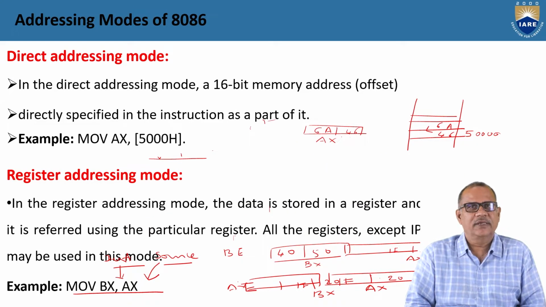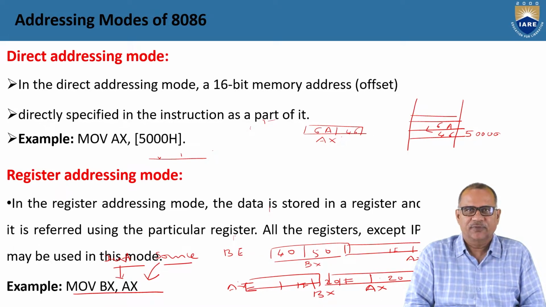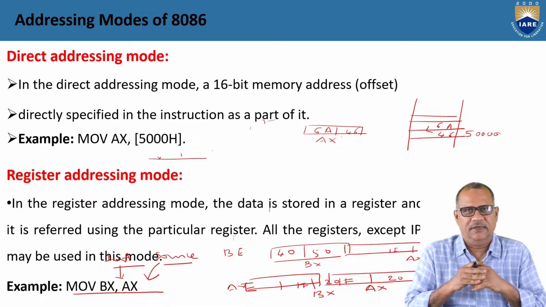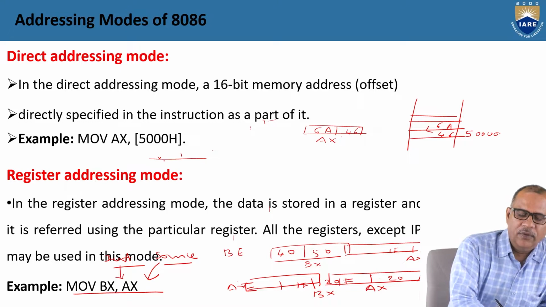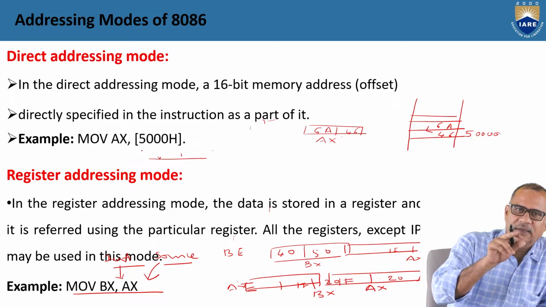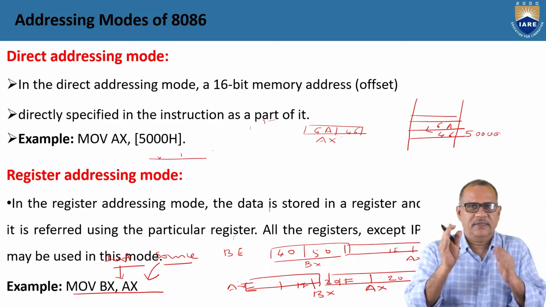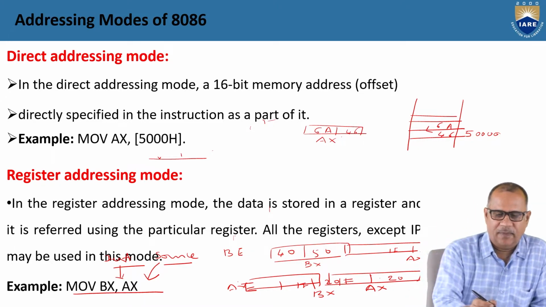The next addressing mode is direct addressing mode. In the direct addressing mode, where the operand is located, that address is specified very clearly in the instruction. That is why this is called direct addressing mode. For example, take MOV AX, [500H]. I am putting the address in brackets. If it is data, I don't put the brackets. Because it is the address, it is covered by two brackets.